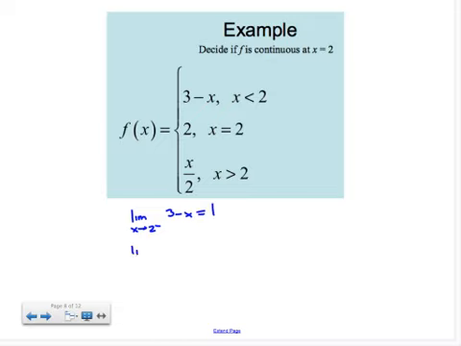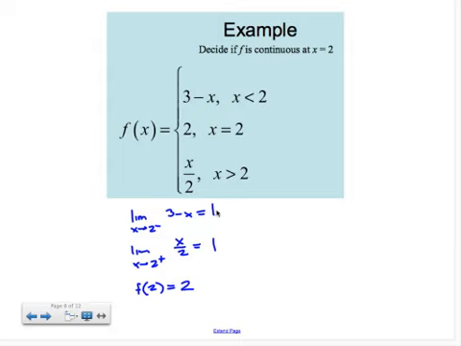The right-hand limit as x goes to 2 from the right. We use x over 2 because x is larger than 2 when we're looking at a right-handed limit. And 2 over 2 is equal to 1. So far, so good. This means that the limit exists at 2, but this also needs to be equal to the function value. So what is f of 2? Function definition says that f of 2 is equal to 2.